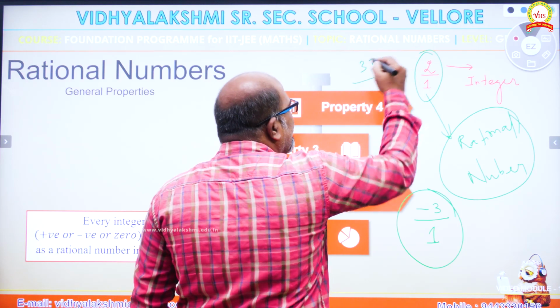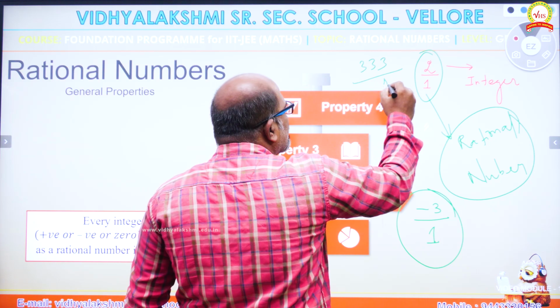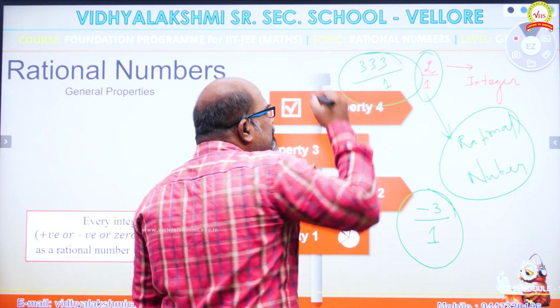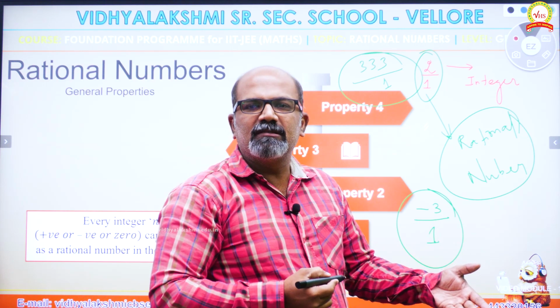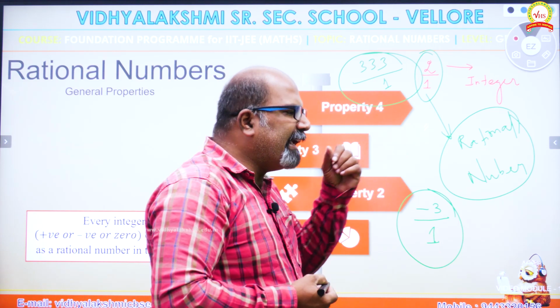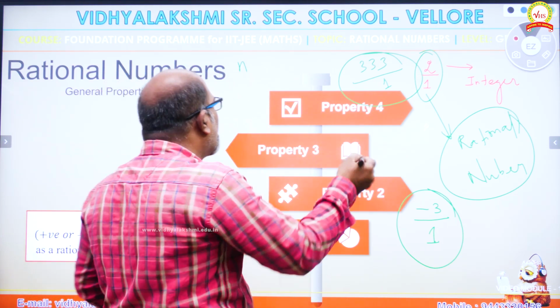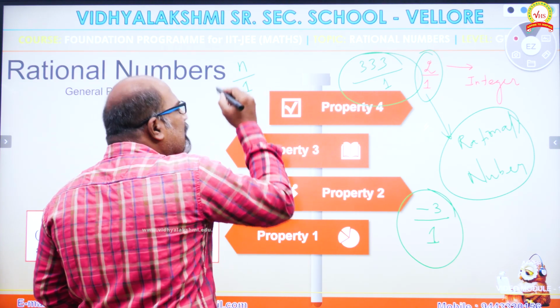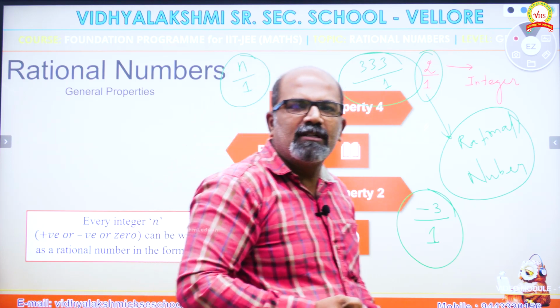Say I take 333, it is an integer. When I express it in the form of 333 divided by 1, it becomes a rational number, okay. So in general, if you take any integer n, and you express it in the form of n by 1, then this will become a rational number.